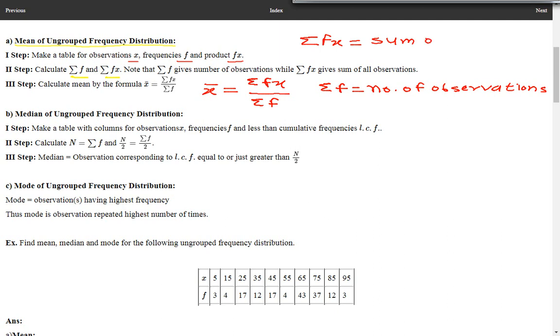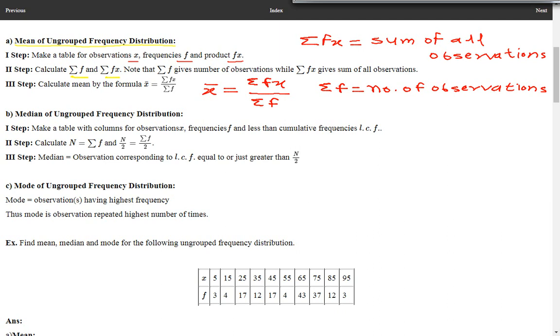So what is formula for mean? Sum of all observations divided by number of observations. So x bar is calculated by this.